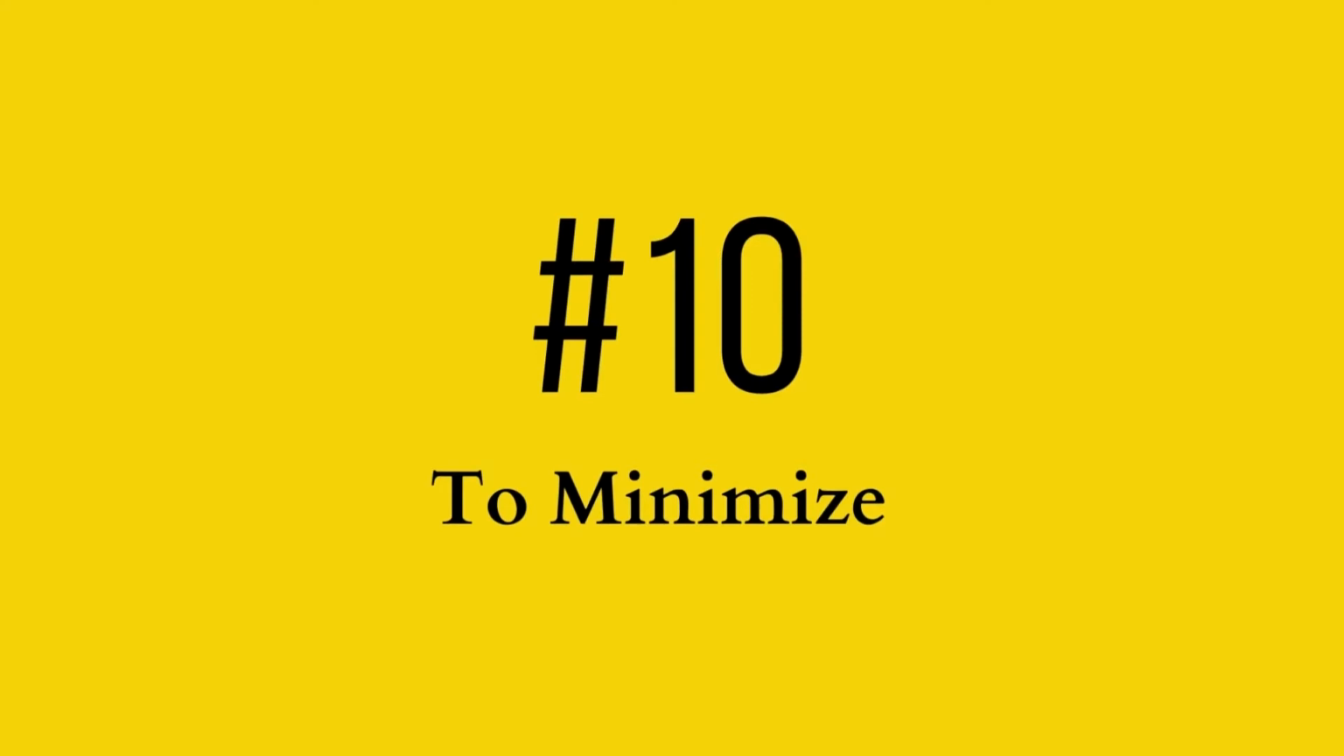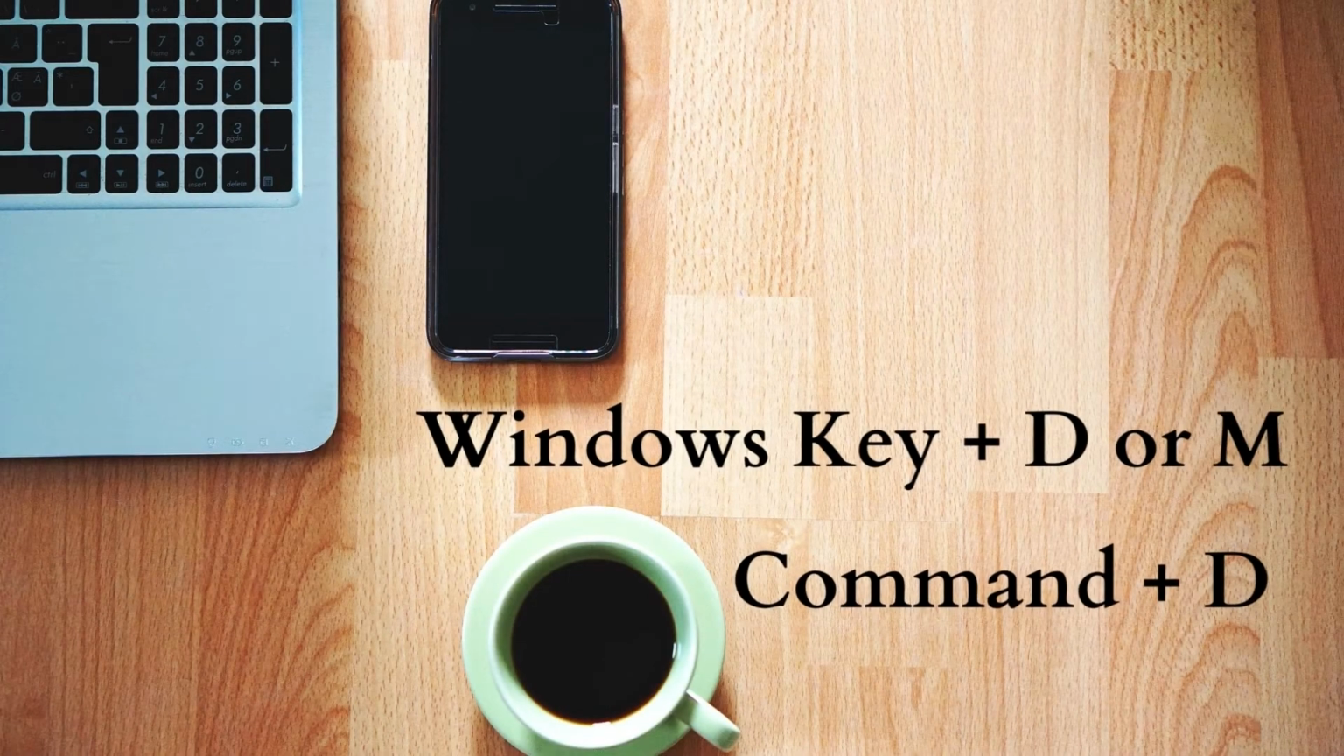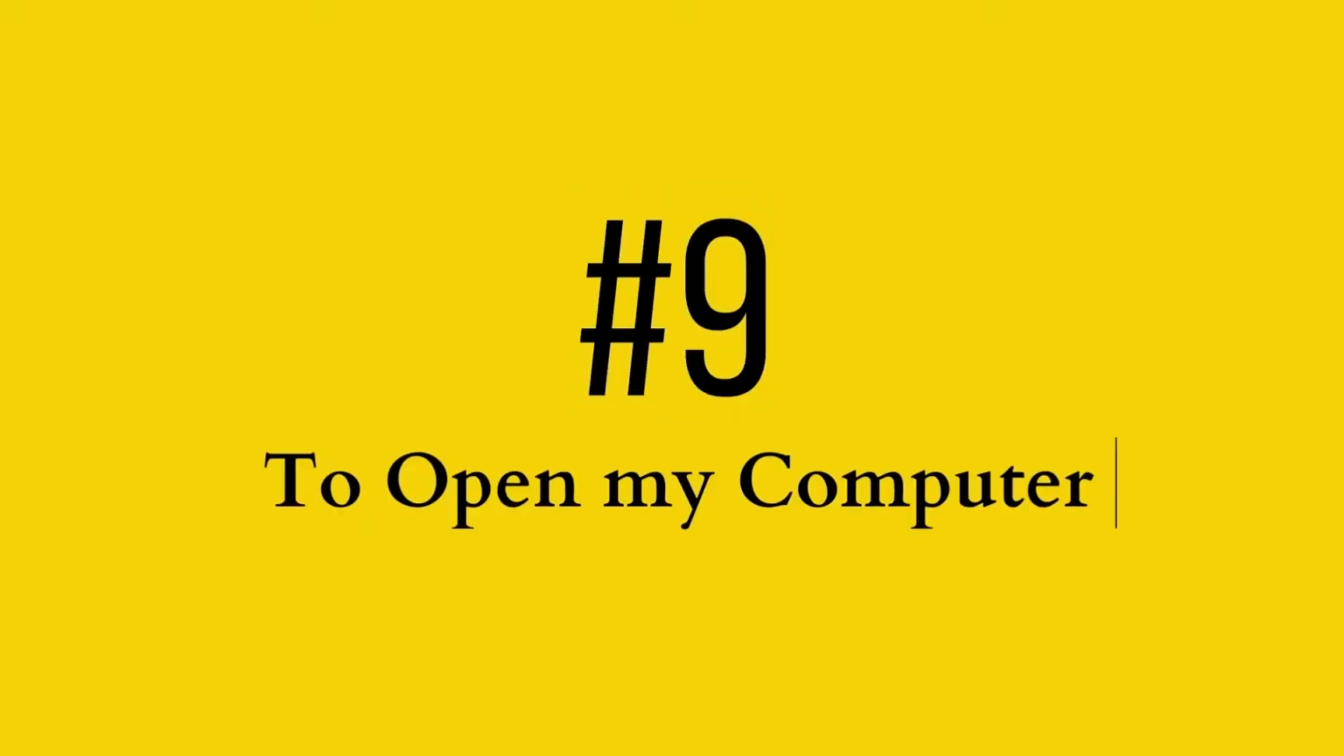Number 10. To minimize, press Windows key plus D or Windows key plus M. For Mac users, Command plus D. This shortcut shows you the desktop when you press it on the keyboard. If you want your PC or laptop's windows to quickly minimize, it minimizes all open windows immediately. Pressing the Windows key with the letter D or letter M acts the same way. Saves you if you don't want to show a certain person what you're onto in case they walk in on you without notice.